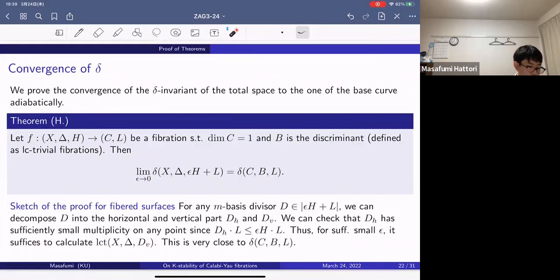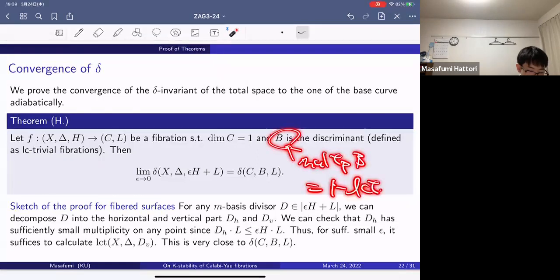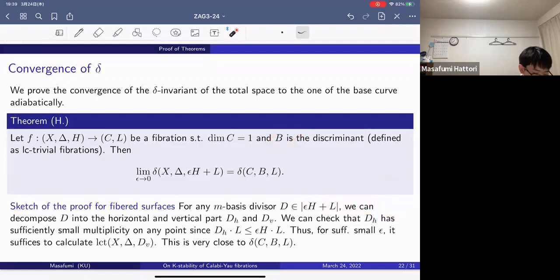And we also proved the following convergence of the delta invariant of the total space to the one of the base curve adiabatically. So let F be a fibration such that the dimension of C equals 1 and B the discriminant, defined as log canonical trivial fibrations. So the multiplicity of P_B equals 1 minus LCT_P of X, delta, F star P. And then the limit of delta of X, delta, epsilon H plus L equals delta (C, B, L).